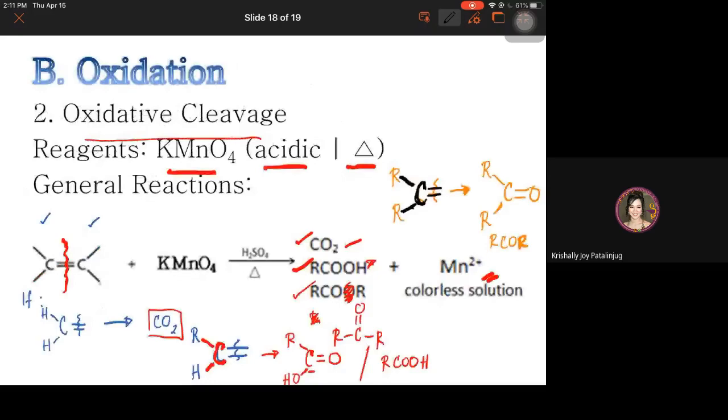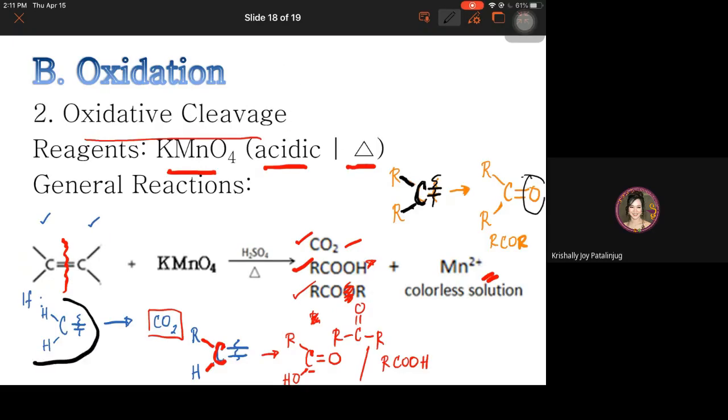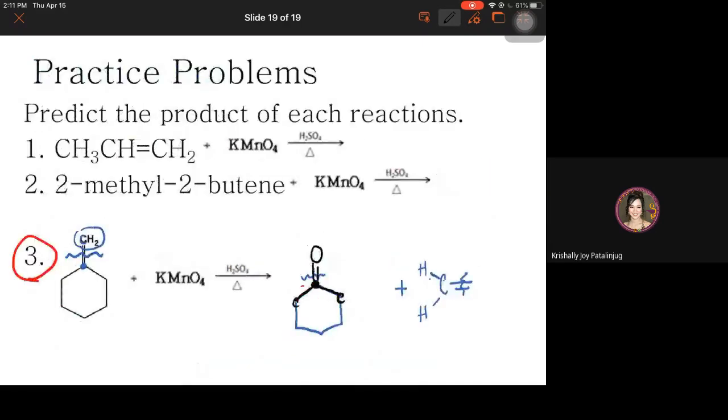How do you write the ketone? Look at the cleaved part. The carbon gets oxidized, so you simply add O here. That becomes a ketone. The other cleaved part is a CH2. What happens to CH2? It becomes CO2, because hydrogen is highly oxidative. R groups are not prone to oxidation, so they are simply retained. But if there is hydrogen attached to that double bond carbon, it automatically becomes oxygen, because they are prone to oxidation.